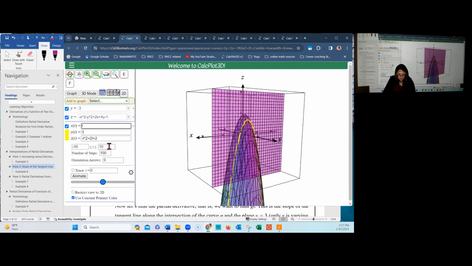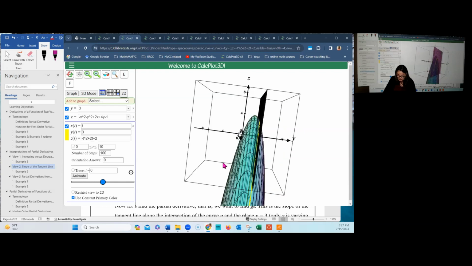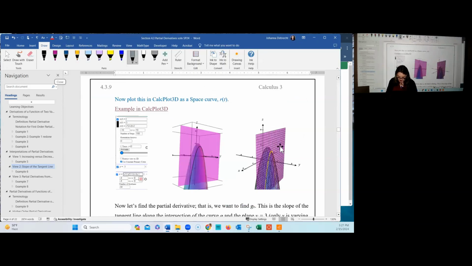And you could change colors and make it something different, but yellow contrasts rather well with the sort of pink purpley color and, well, not so well with the green. All right, so we've got this interpretation here. Now, the partial derivative is going to be the slope of a tangent line on the yellow at a particular point where they intersect. So let's take a look at the next part.